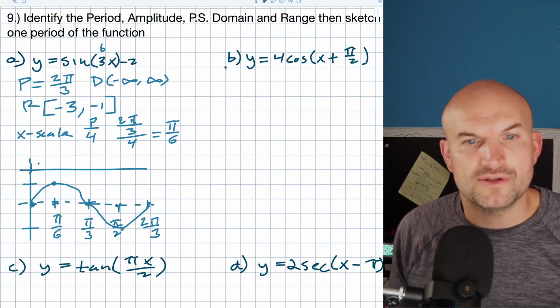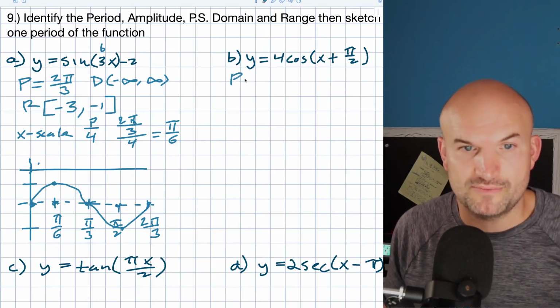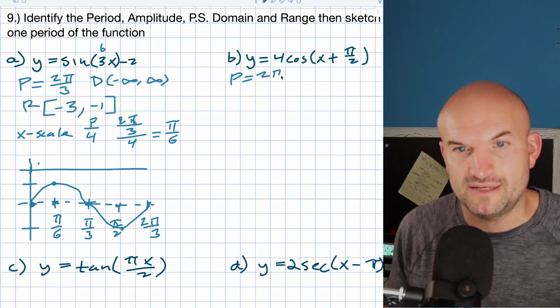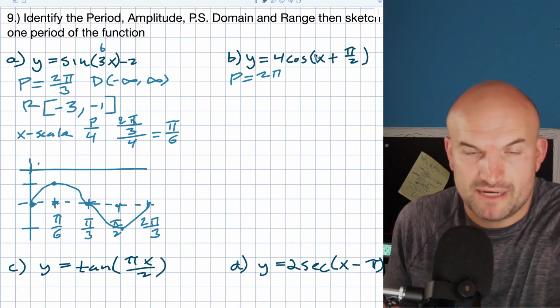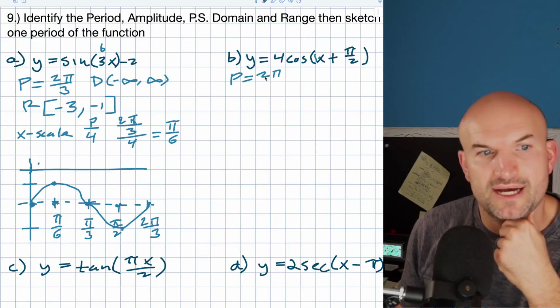Okay, so the next one, the period. In this case, this is nice because my period is going to be 2 pi. The period is 2 pi divided by b, which in this case is 1. So 2 pi divided by 1 is just 2 pi. Period is going to be 2 pi, got that.